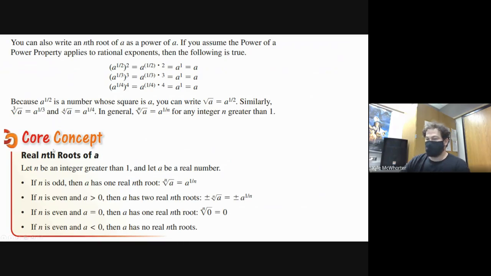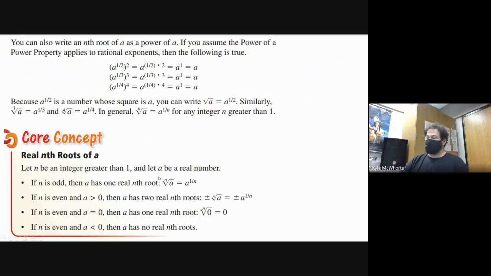So here are some core concepts that need to be in your notes. If n is odd, so if we're taking the odd numbered root, then a has one real nth root. So if you're taking like the cube root or the 5th root or the 7th root, there's only going to be one real root.